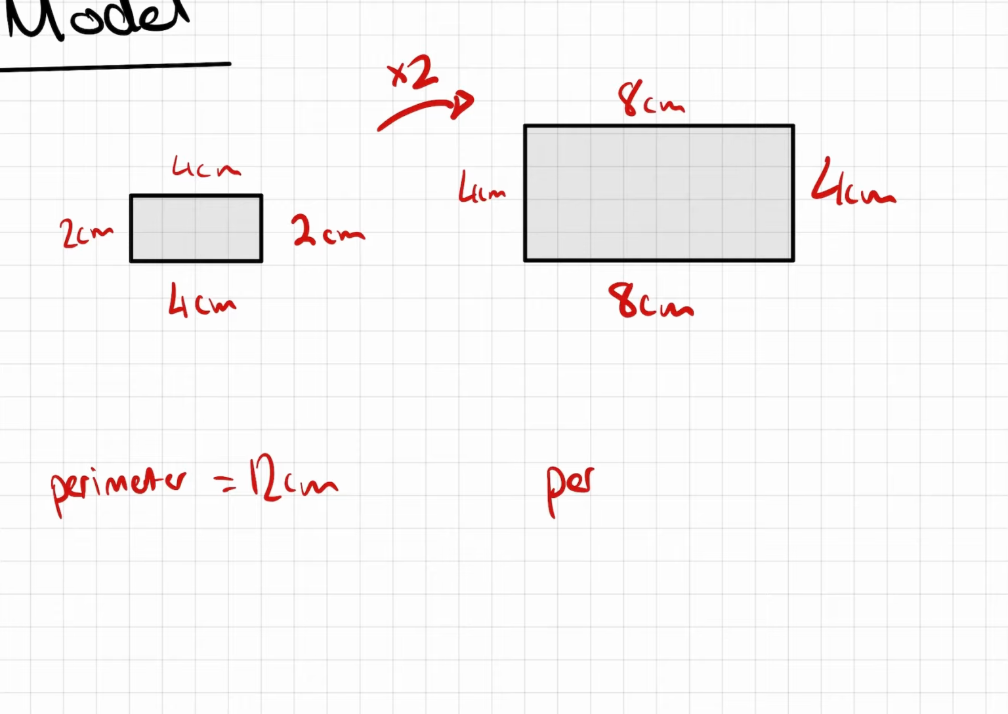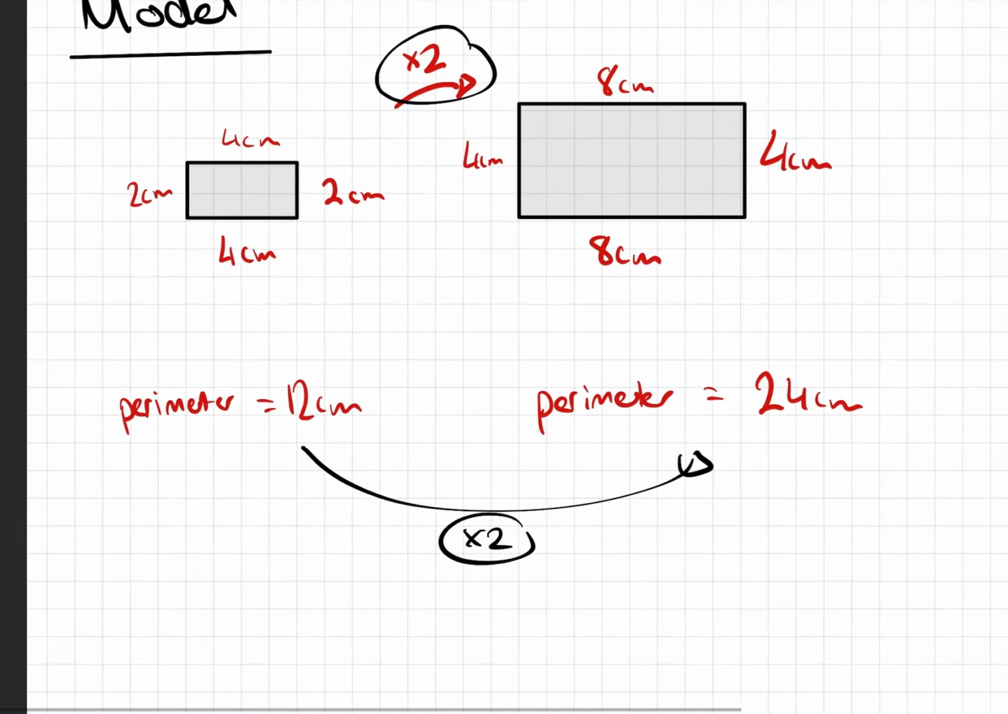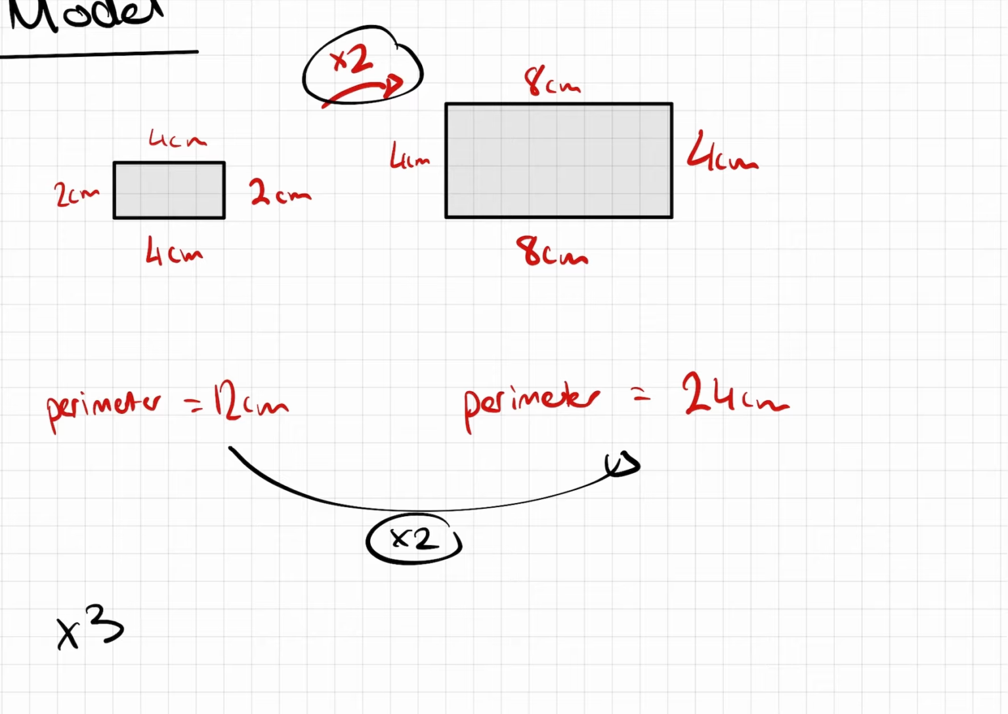New perimeter equals 24 centimeters. And this is what's interesting. It's twice as big and the perimeter is also twice as big. So when you make a shape double the size, the perimeter is double the size. If I make the shape 3 times as big, the perimeter will be 3 times as big also, and so on. They are proportional in that sense.